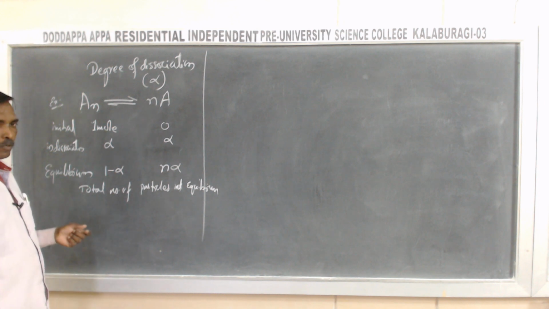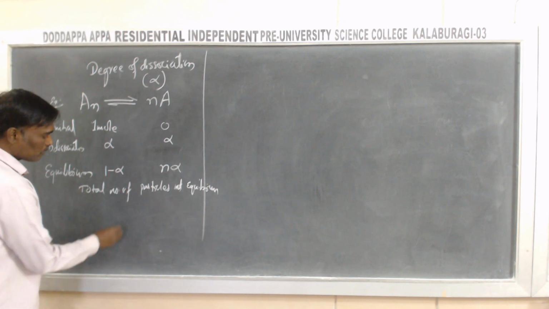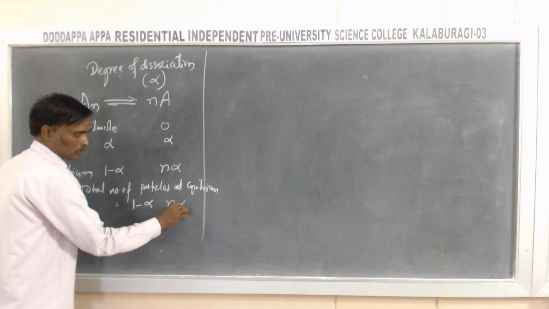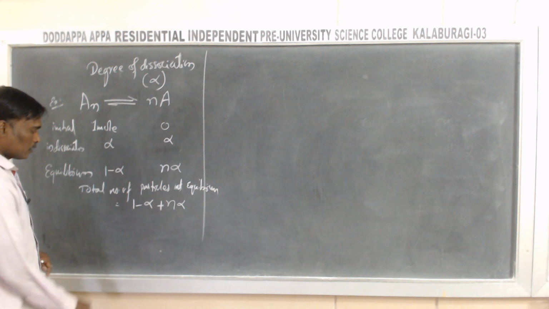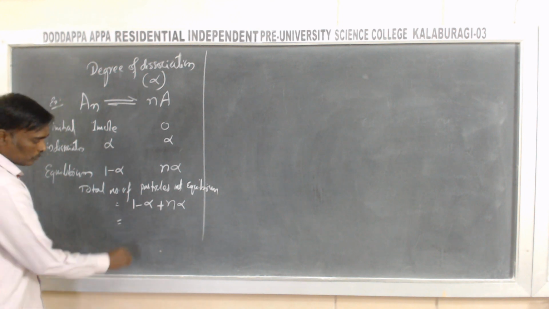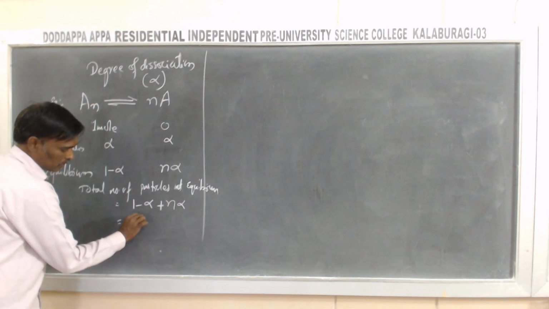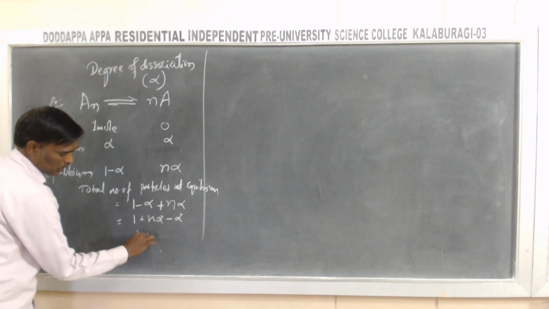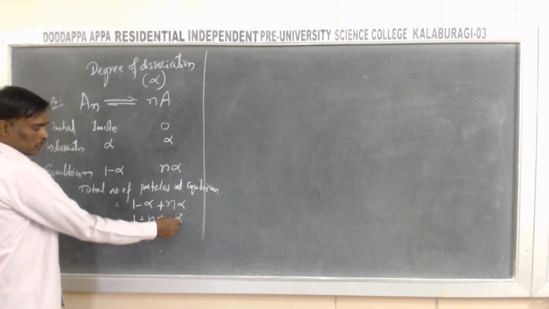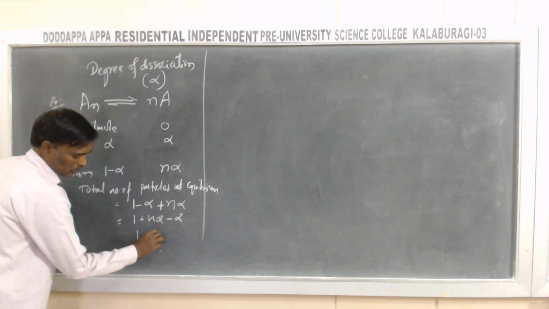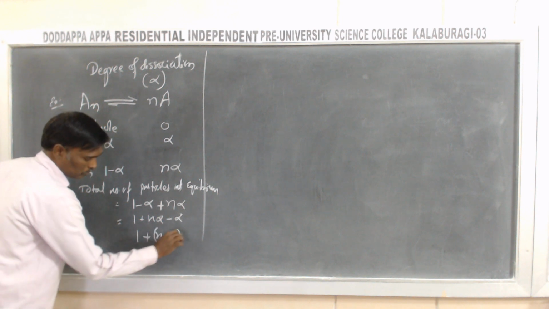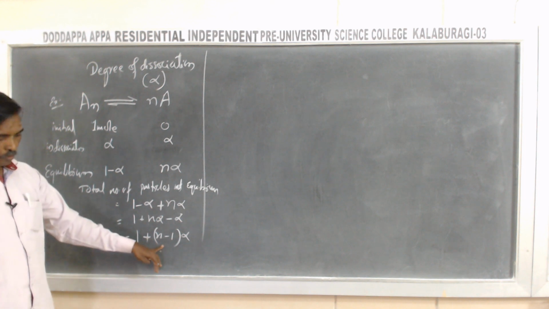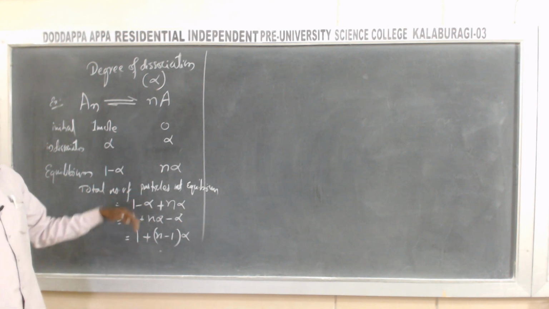At equilibrium, the total number of particles is the reactant, 1 minus alpha, and the product, n alpha. So it is the sum of these two. Now let me write this as 1 plus n alpha minus alpha. Between these two, alpha is common, so here it is 1 plus n minus 1 into alpha. So this is the total number of particles at equilibrium.